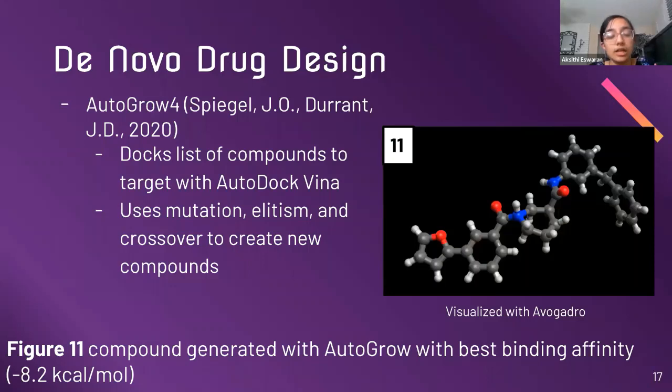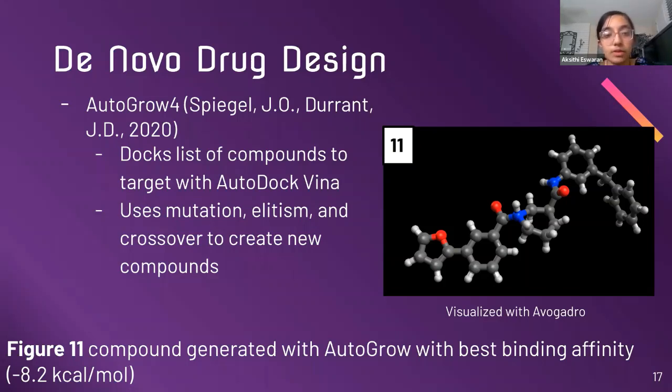In addition to clustering and molecular docking, we've also been working on de novo drug design using a software called AutoGrow 4. AutoGrow 4 works in 2 parts. First, it takes in a list of compounds and it docks them to a target with AutoDock Vina or some kind of molecular docking algorithm. And then it works to improve those compounds to have better binding affinities to the target.